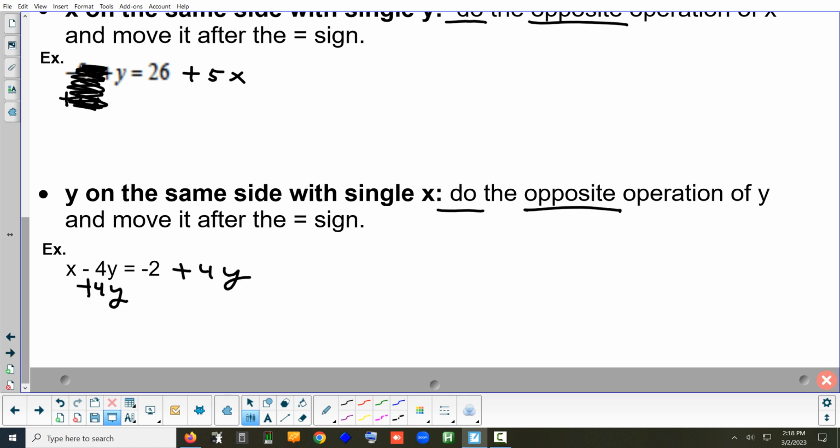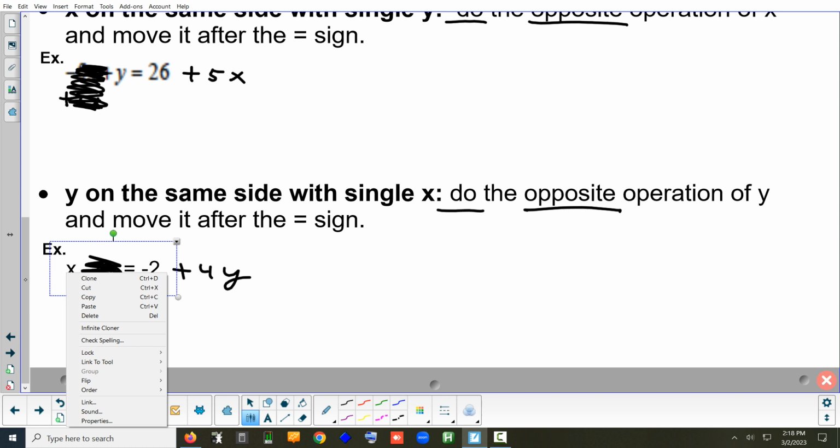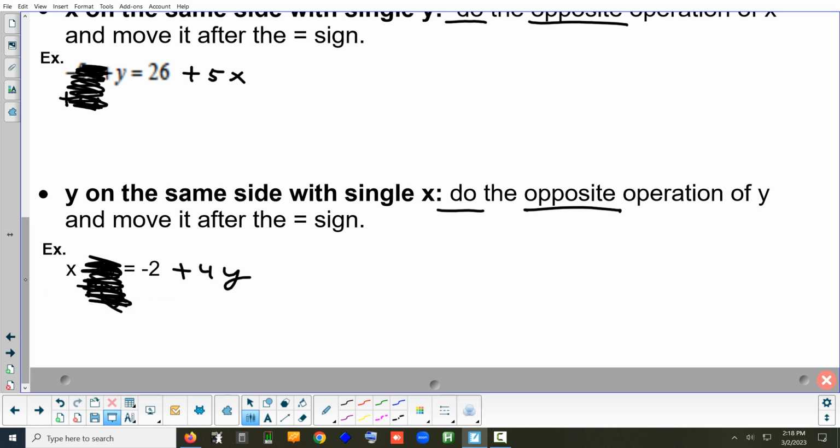Cadence, what's negative 4y and positive 4y? Well, remember, we did that because we're trying to move it to the other side. So when you add these together, they cancel out. So negative 4y and positive 4y is gone. And now you're left with the x all by itself on the left. So you're going to have to do one of those two things: either get the x by itself on the left, or get the y by itself.